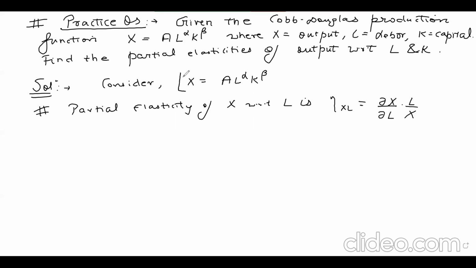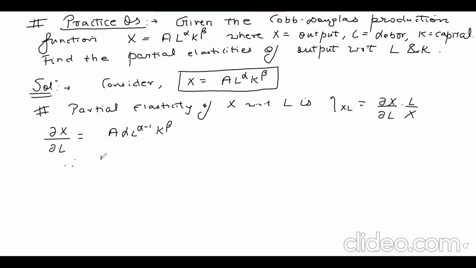Now from this particular production function, I can quickly find del X by del L. If I work out del X by del L, it's A alpha L to the power alpha minus 1, K to the power beta. Just a quick recap: when I'm partially differentiating X with respect to L, I treat K as a constant.